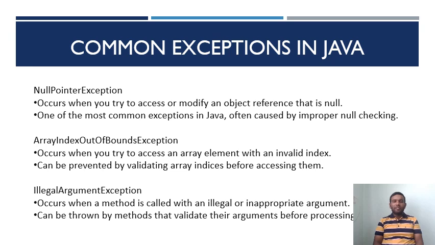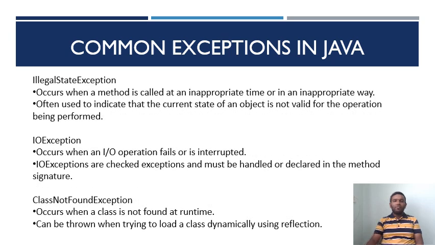Illegal argument exception occurs when a method is called with an illegal or inappropriate argument. This common exception can be thrown by methods that validate their arguments before processing them. These are the first three types of exceptions in Java. We will look at three more kinds of exceptions.